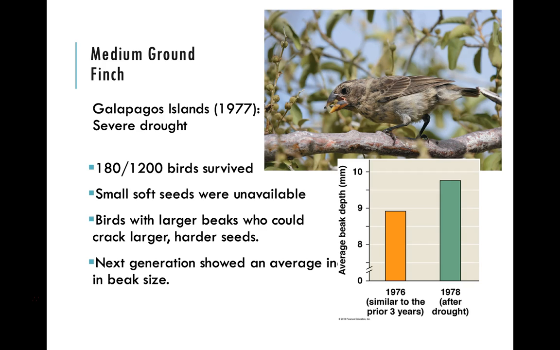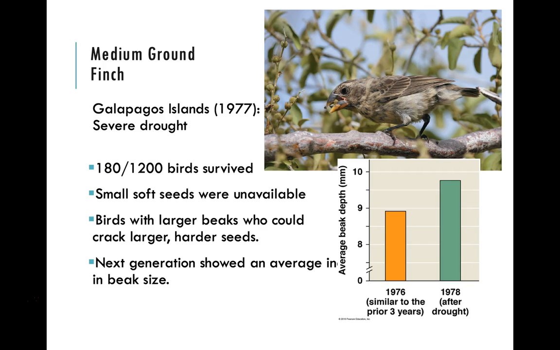So this severe drought happened in 1977, and they noticed that after the drought, there was a lack of small, soft seeds. If you think for a minute about what this might do to the population, well, if small, soft seeds are no longer available, any bird that eats small, soft seeds is going to have a hard time finding food, and so they're going to die out. So this is a really good example of natural selection working on a specific trait.